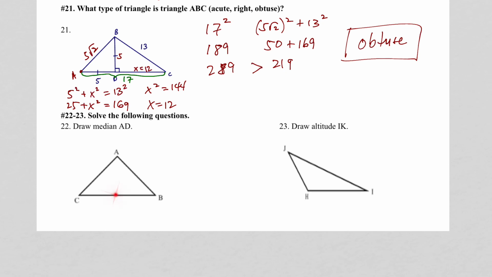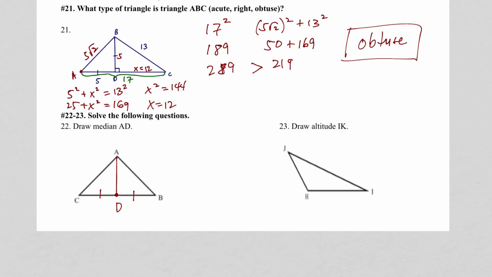Okay, the median AD, we first got to draw a midpoint. So I'll put a midpoint here, and I'll call that D. And then I'm going to get a ruler and draw from A to D. And just remember, you need this and this to show that this is the midpoint of this. These need to be there.